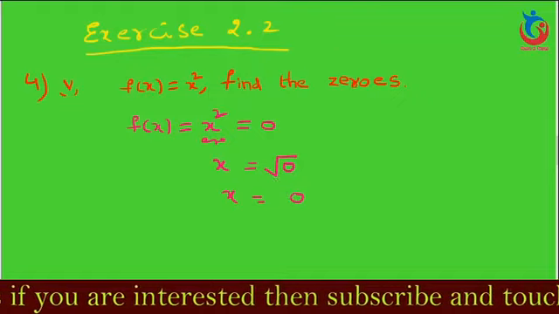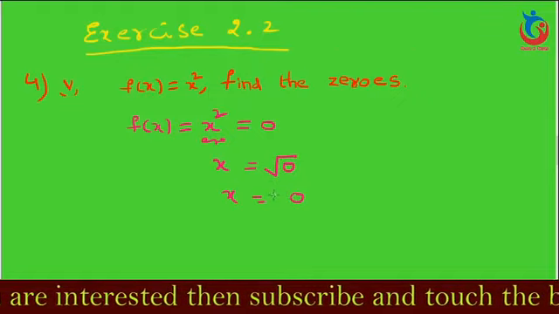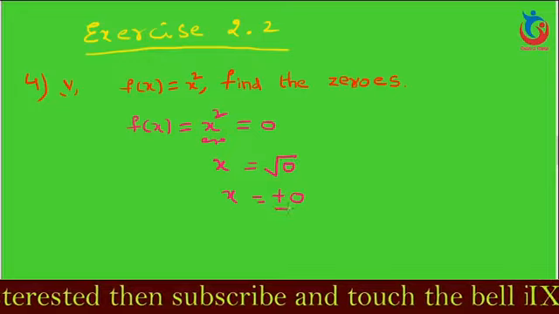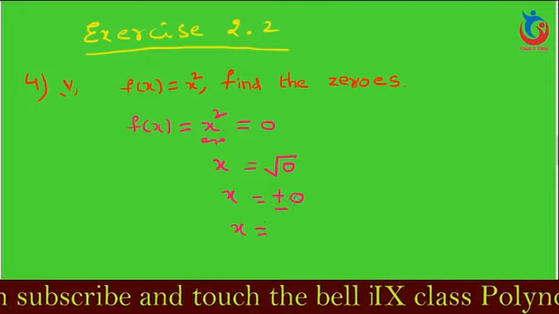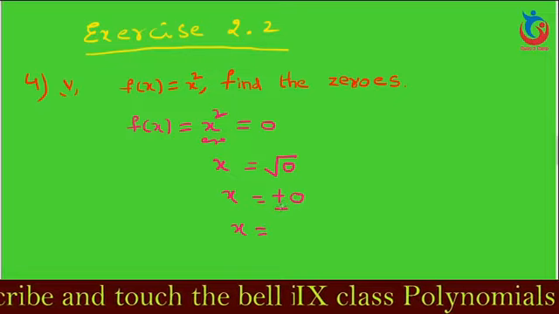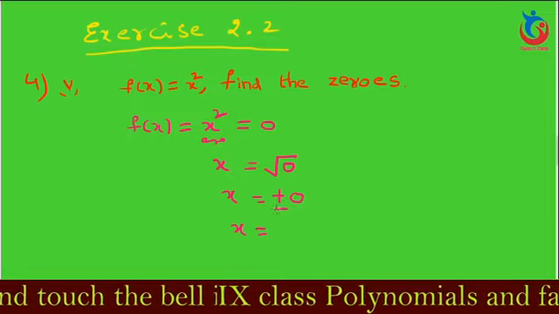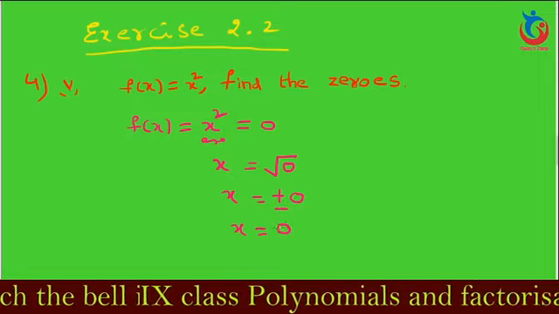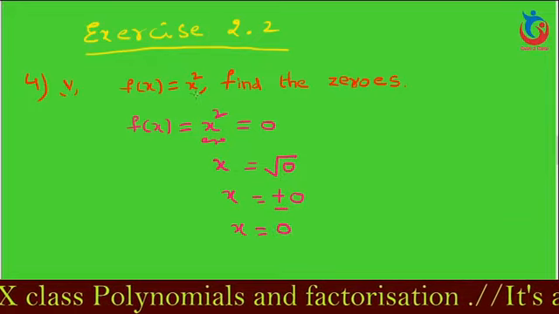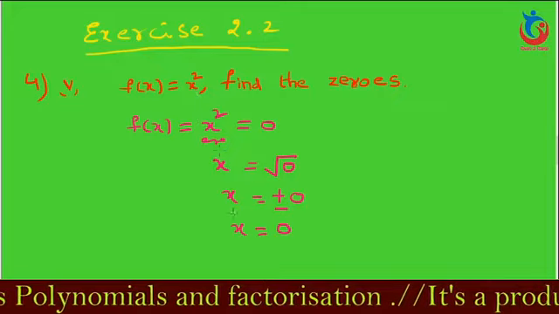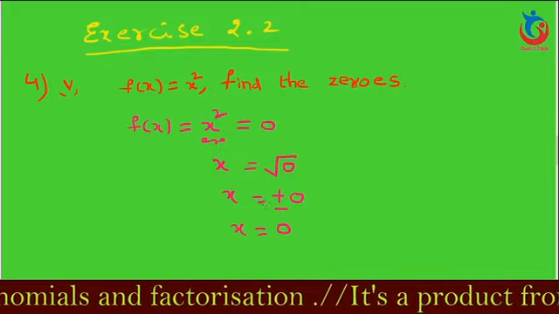But before removing the root symbol, definitely there should be a plus or minus symbol. So x is equal to, actually 0 is neither positive nor negative, so it should not have any sign. That's why we have to write 0. So for this question, f of x is equal to x square, the zero is x is equal to 0. That's it.